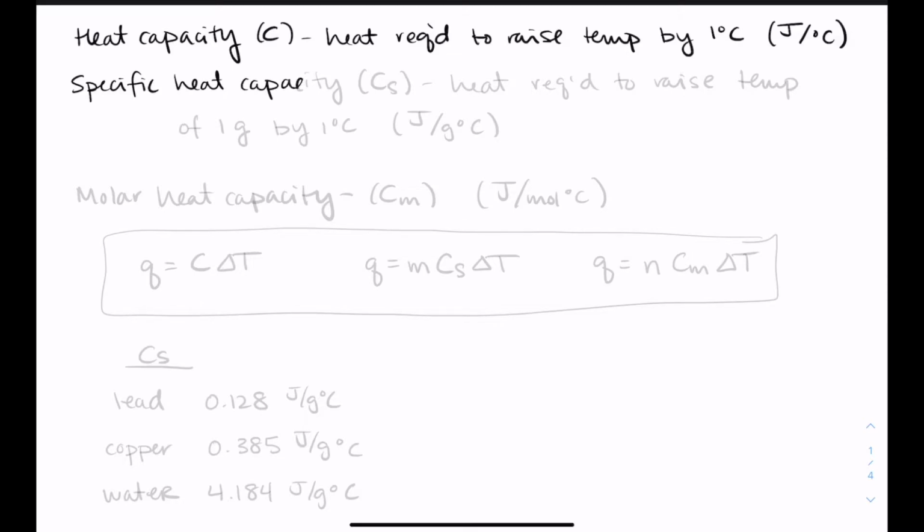This generic heat capacity, you will only see it a couple of times. For the most part, we're going to deal with specific heat capacity, which is the heat required to raise the temperature of 1 gram of a substance by 1 degree Celsius. So joules per gram degree Celsius. The generic heat capacity depends on the mass of the object.